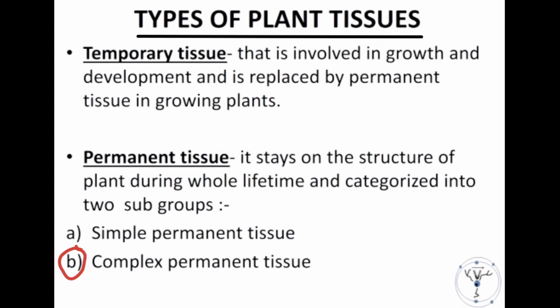The two main complex permanent tissues, which we will be discussing in detail in this series, are xylem and phloem. Each complex permanent tissue among xylem and phloem is made up of two or more simpler permanent tissues. Therefore, since they are a combination of simple permanent tissues, the name complex permanent tissues has been given to them.